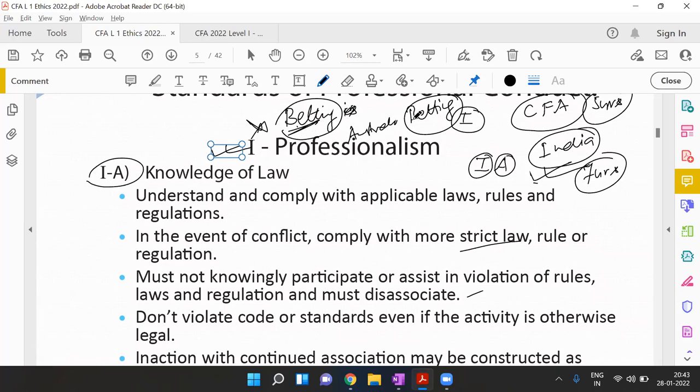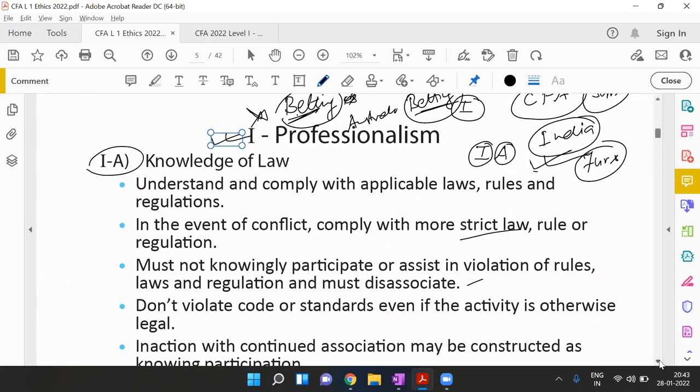But the standard says no betting, you should not do betting. So in that case, what happens? You will say, oh, this betting is legal in this country, so I can go for it, even if that activity is legal, right? But if the CFA Institute code or standard says that this is not ethical, then in that case you should follow the stricter one. As simple as that. I have already discussed, there is something which is legal but it is not ethical. So you must follow the stricter one.